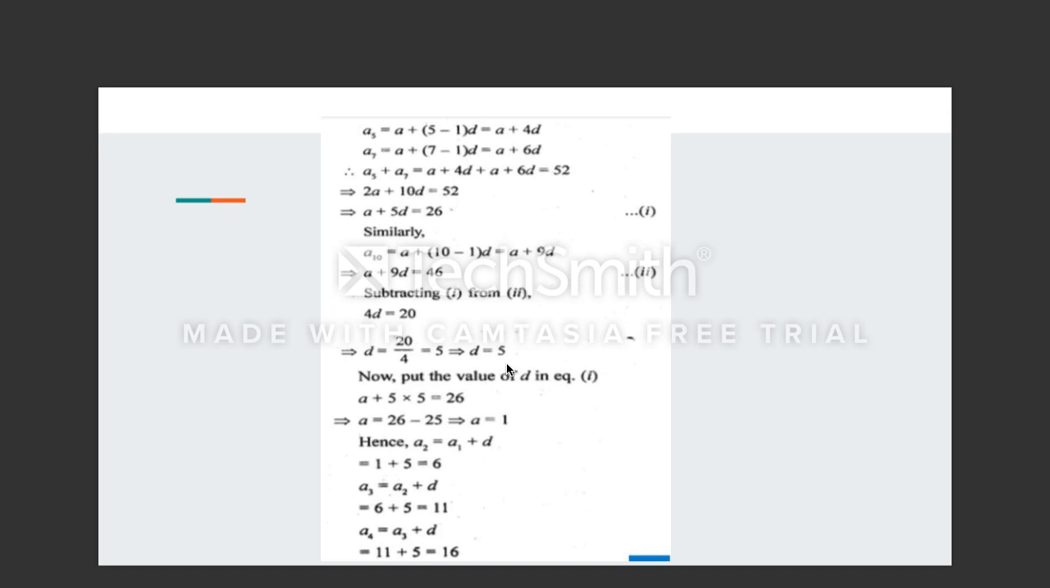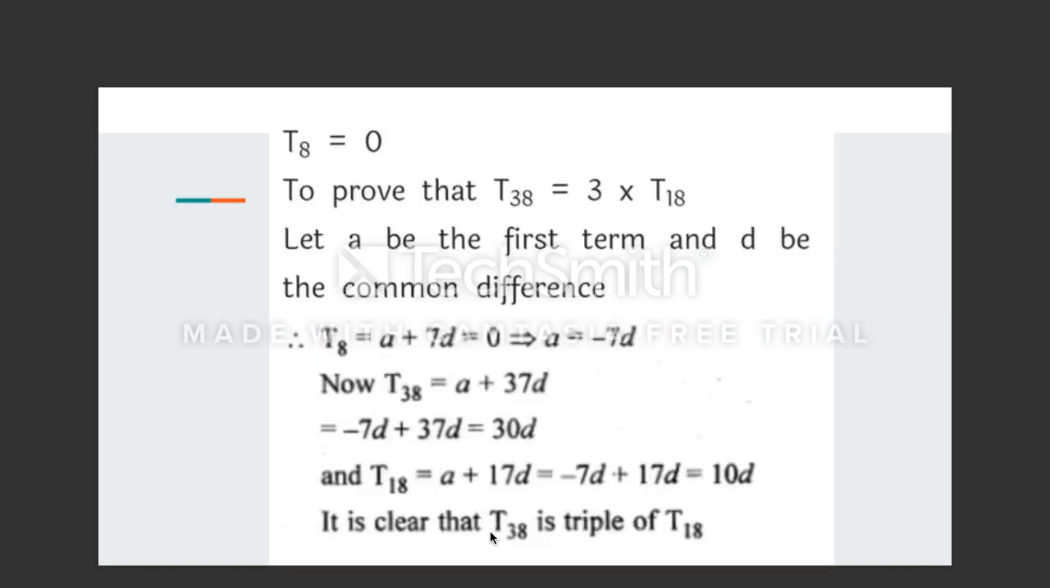Now the question is actually asking us to find the AP. And for AP, what are the terms that we know? A1, that is A itself. A2, A plus D. So 1 plus 5, that is 6. So first term is 1. Second term is 6. A3, yes, similar way you can find out. Okay, so solve it and hence we get the AP series as 1, 6, 11 and 16. Clear everyone? Fine. Let's move to the next question.